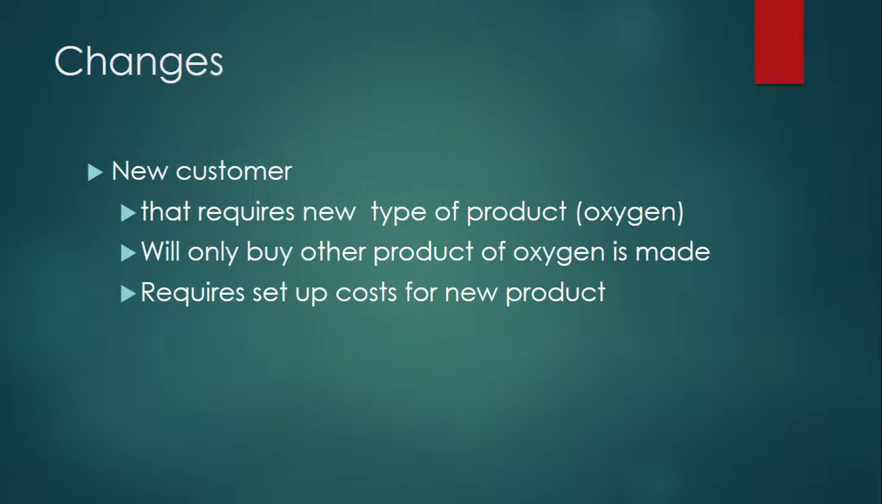So the change I've made is that we now have a new customer because our business is expanding. This new customer requires a new type of product, which is going to be oxygen. Oxygen is made from the process of gathering nitrogen. Previously, we just did not store it, and we didn't have any setup costs, and we let it go. So this customer will only buy from us if we make oxygen. They do want to buy other products as well. Now, producing oxygen does require a setup cost because you have to capture it and store it.